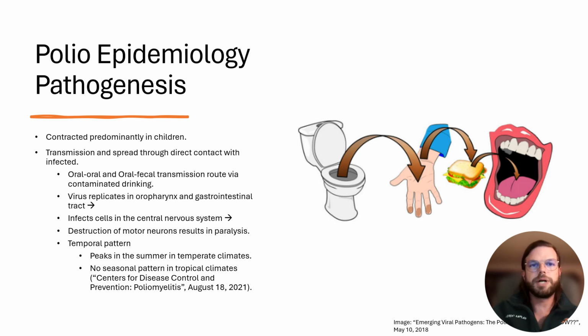Polio is contracted predominantly in children, and transmission and spread is through direct contact with the infected. Oral and an oral-fecal transmission route via contaminated drinking water affects humans as a reservoir only. The virus replicates in the oral pharynx and gastrointestinal tract, invades local lymphoid tissues, and infects cells in the central nervous system. Destruction of motor neurons results in paralysis. The temporal pattern peaks in the summer in temperate climates, and no seasonal pattern is seen in tropical climates.